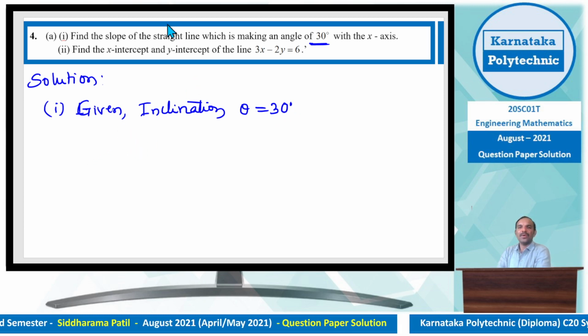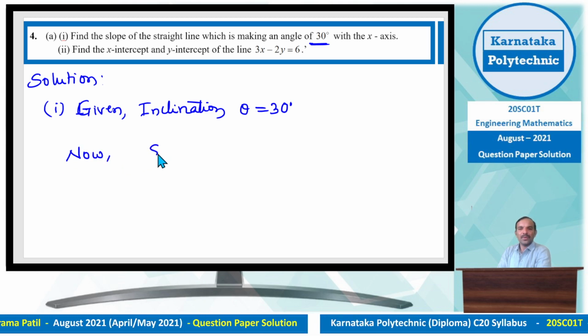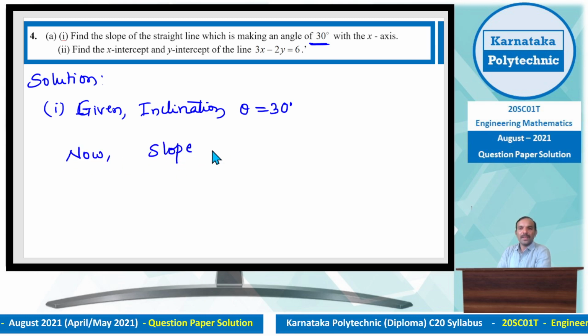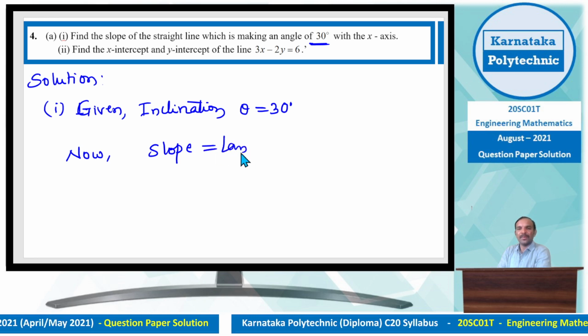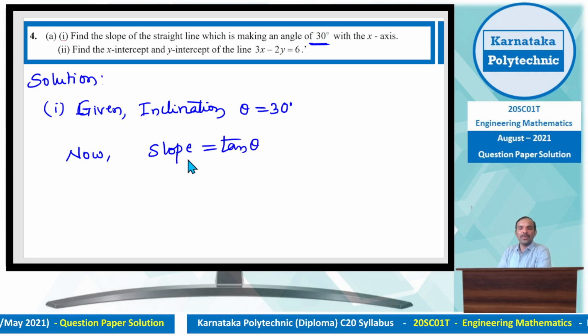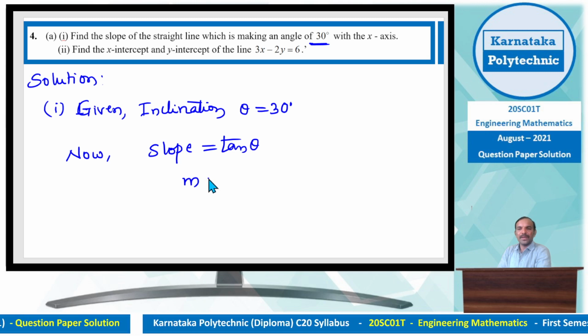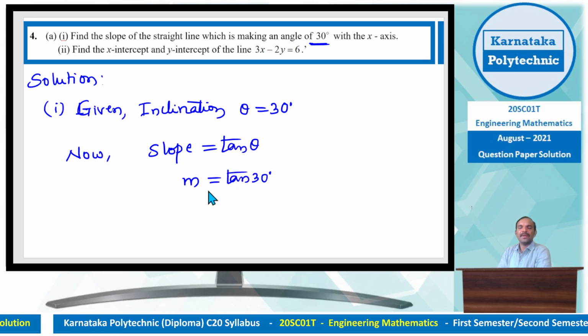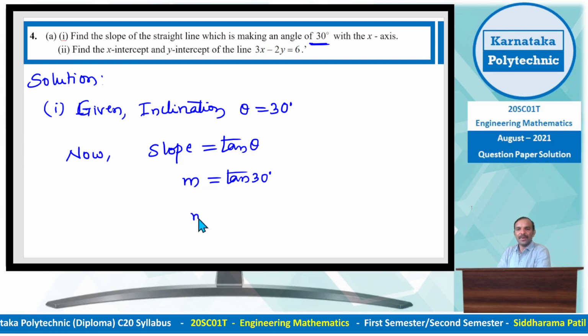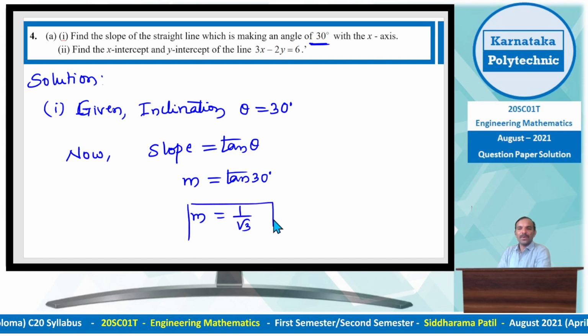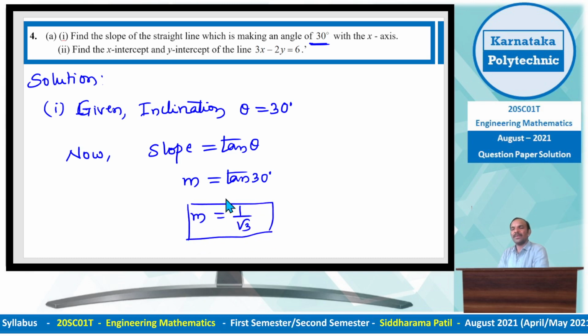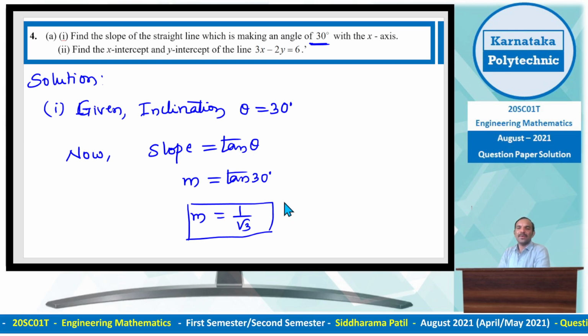Now what you have to find out? The slope of the line. Slope equal to tan theta, that is the formula. Slope is usually denoted by m, so m equal to tan 30 degrees. What is the tan 30 value? The standard value is 1 by root 3. Therefore, the slope is 1 by root 3.